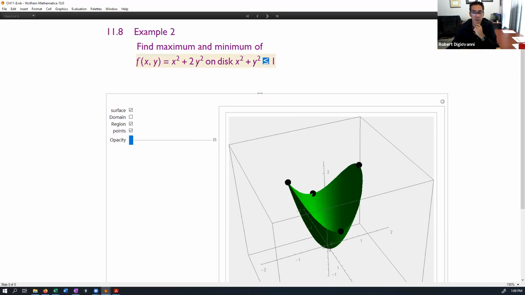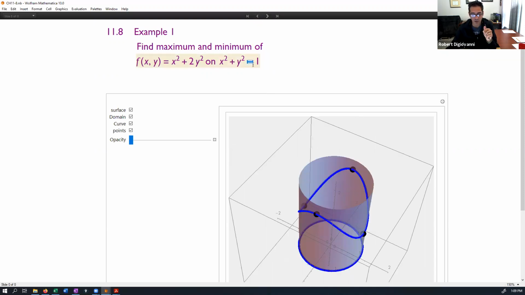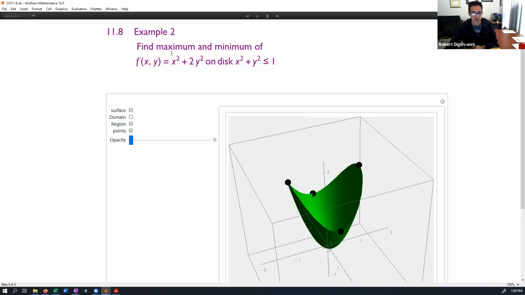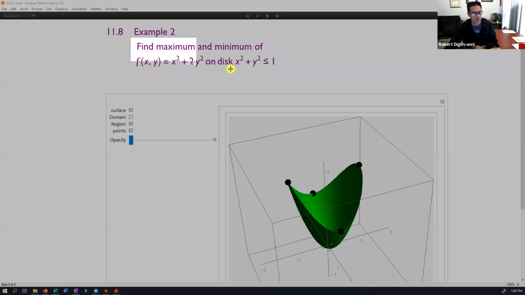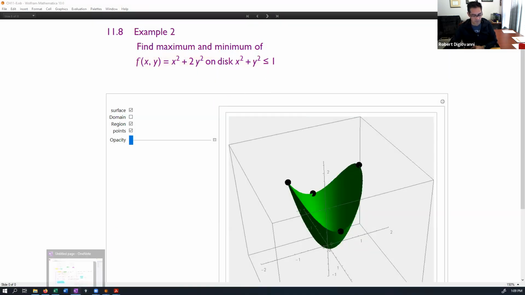Lagrange does not deal with this scenario. Lagrange only deals with when you have strict equality here. So it can tell you what's happening on the boundary, but it tells you nothing about what's happening inside. To figure out what's happening inside, we're going to do something we've done before, kind of what we did to calculate capital D. We're going to find the critical points.